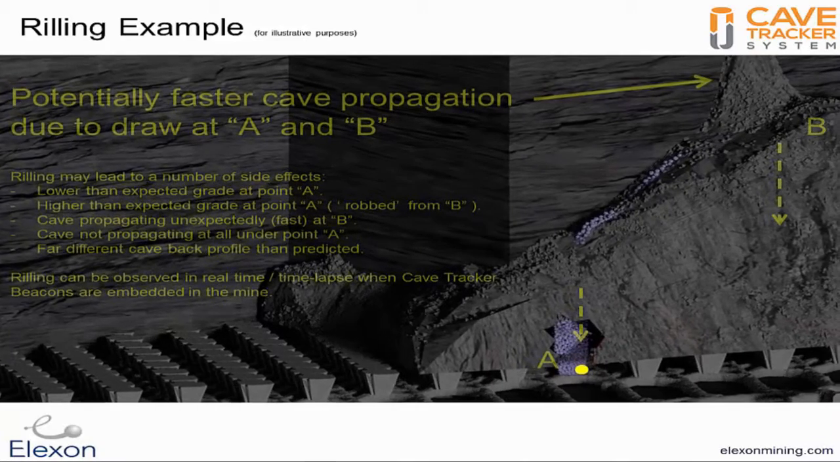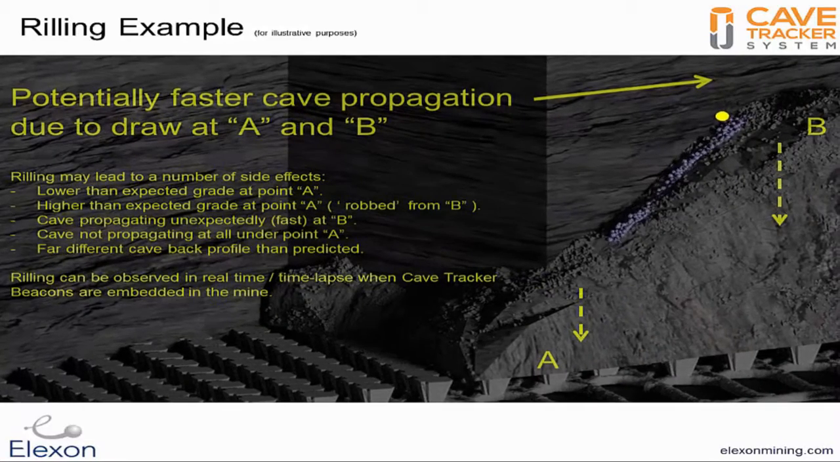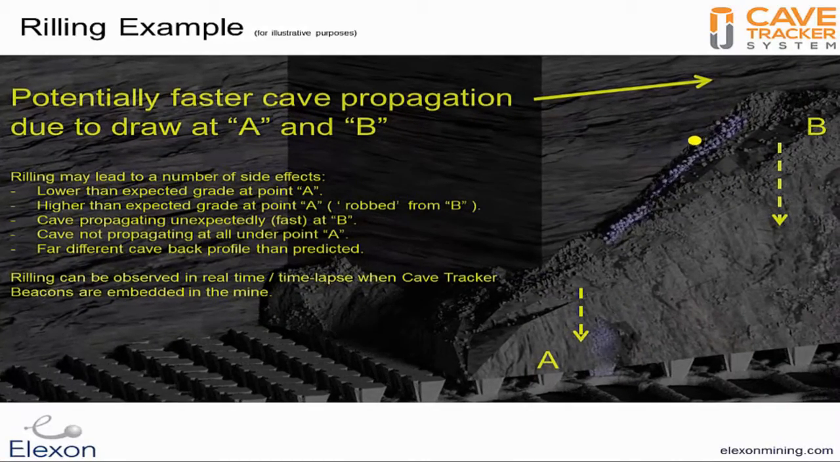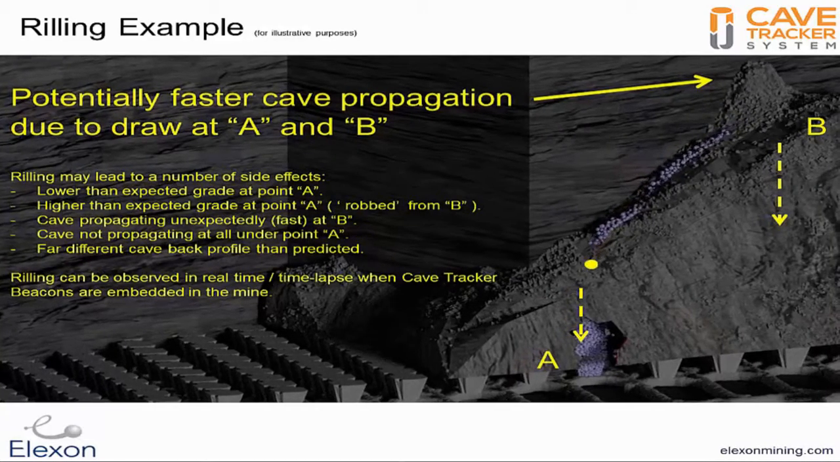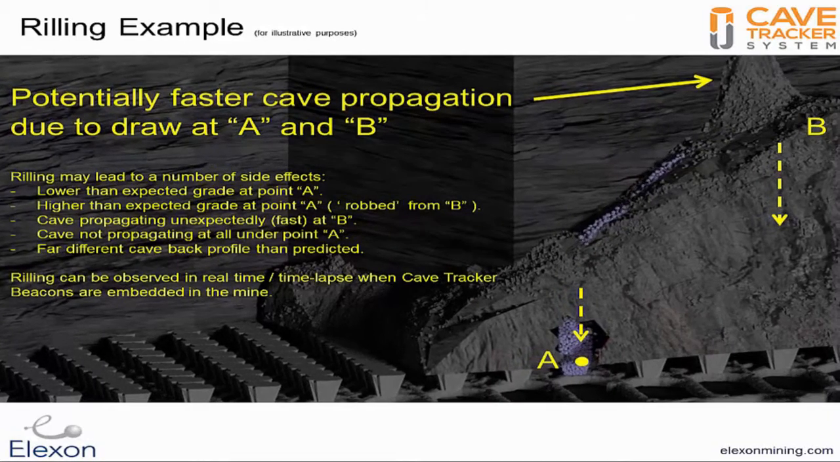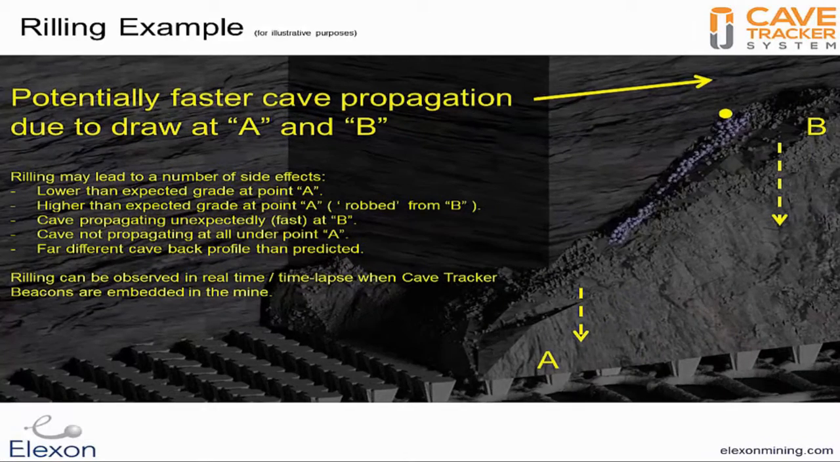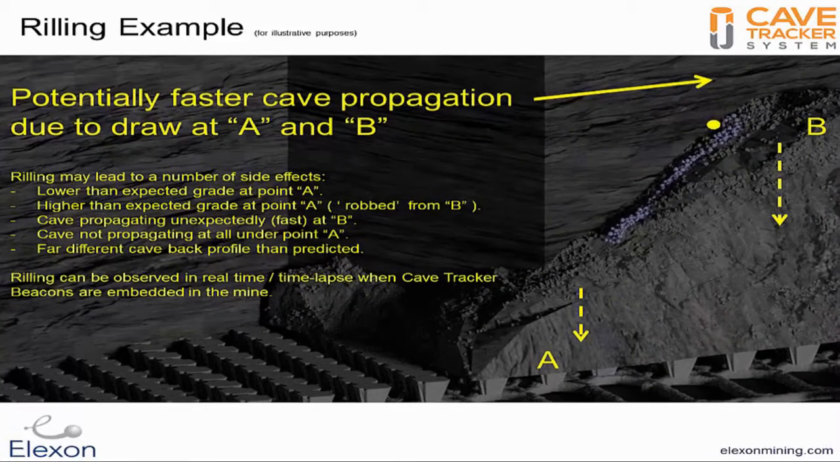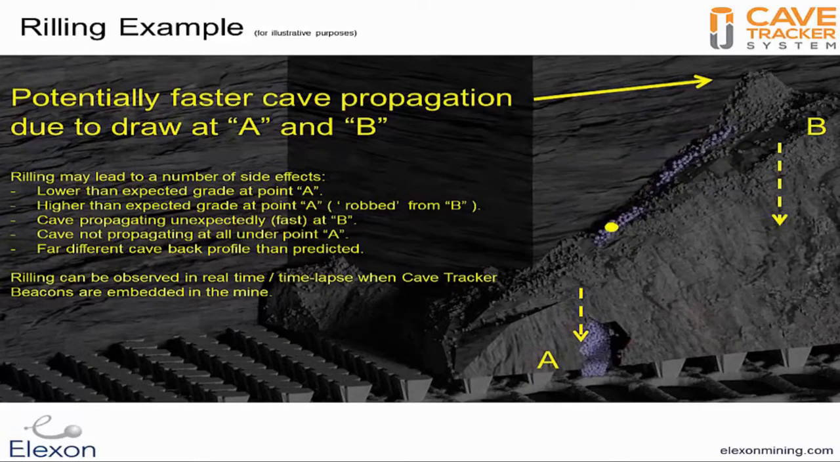And straight away, all sorts of things can be going on if you have this sort of action. Perhaps the cave's not propagating up here. Perhaps it's propagating up here now because that's where the material's been drawn from. You almost certainly don't have isolated draw. So if you're also drawing from over here, this may be propagating up at a much higher rate than you expect because the material is reporting from somewhere different than you expect. But as I said, it's not really known what is going on in this zone.